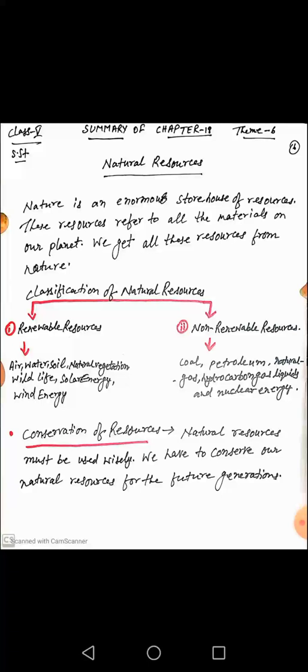As we have already read, natural resources, both renewable and non-renewable, should be used wisely. Presently, there is a continuous rise in population. Moreover, due to scientific and technological progress, human beings are using resources at a much larger scale. As a result of this excessive exploitation, the non-renewable resources could be exhausted in the near future. So, we suggest that natural resources must be used wisely. We have to conserve our natural resources for the future generation.